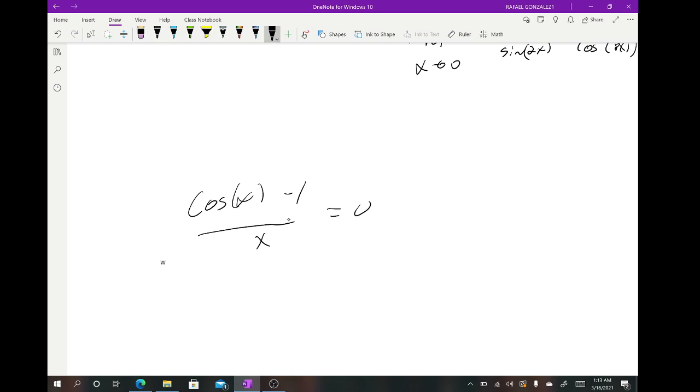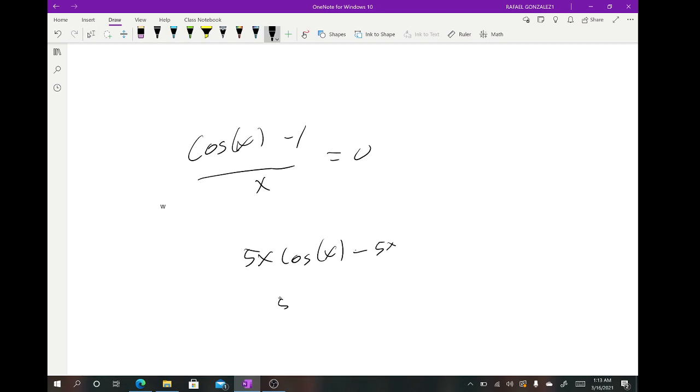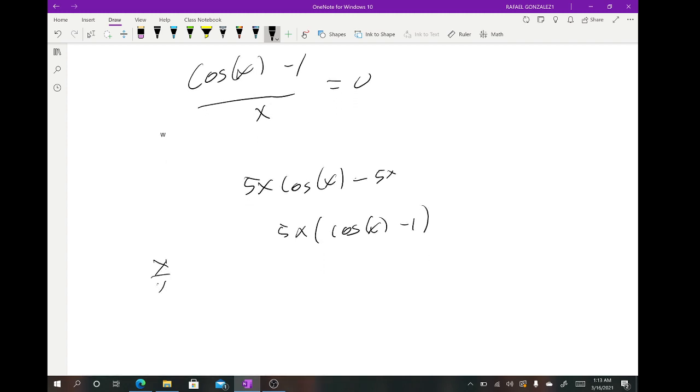That's what I have up here. So if you're given a problem where you have, let's say, 5x cosine of x minus 5x, then you know that you could factor this 5x out. So you could say 5x times cosine of x minus 1. And then you could multiply top and bottom by x. So you have 5x squared times cosine of x minus 1 divided by x.